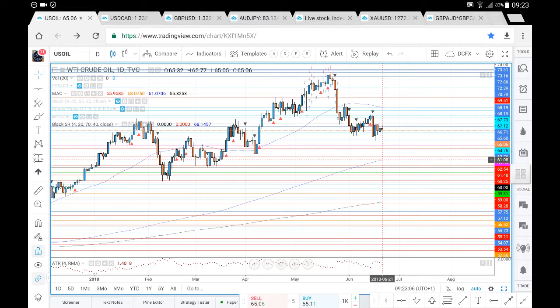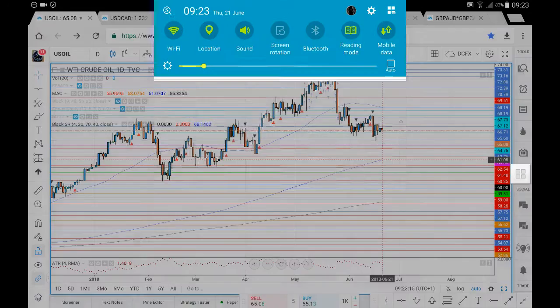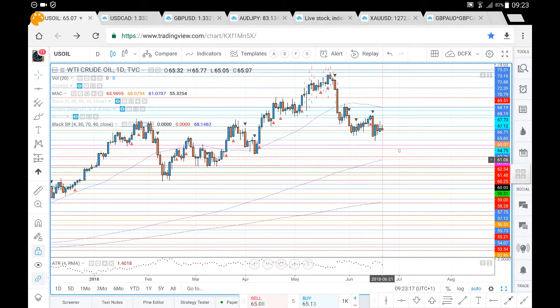Now, the 200 period moving average is currently sitting in around that $61 a barrel mark. So it's in between the 62 and that $60 a barrel mark. So we'll look to see how prices react in around either the horizontal levels of the 62 or the dynamic level of the 200 period moving average.